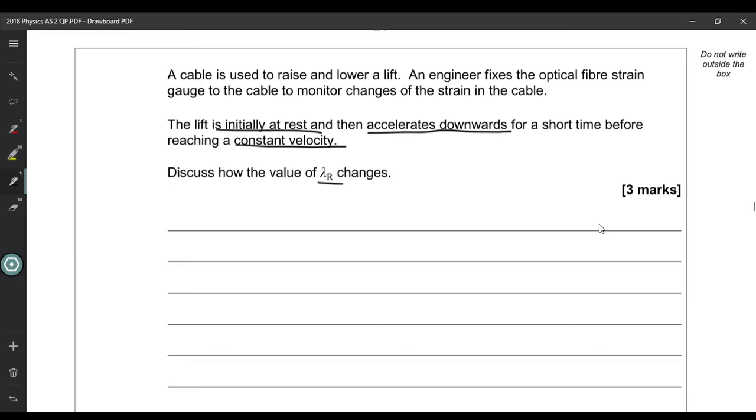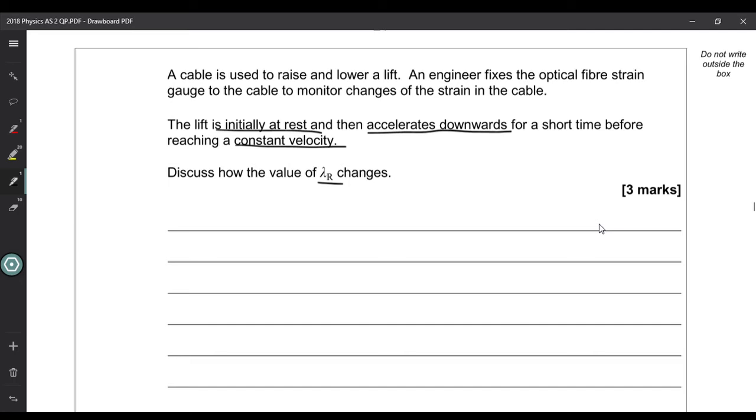So as the lift accelerates downwards, the tension is going to be less than the weight, and with a decrease in the tension, you're going to get a decrease in lambda r. But at constant velocity, the tension equals the weight because we've got no overall acceleration, so there's no overall force. So now the tension is the same as when the lift was stationary, so lambda r is going to return back to its initial value.